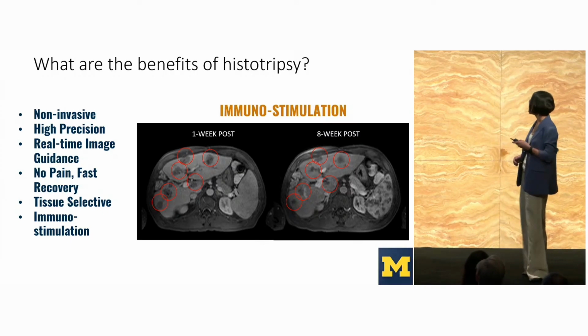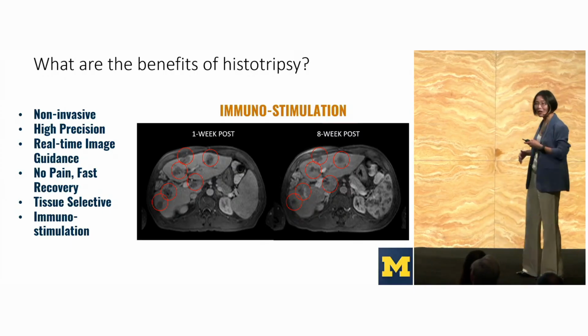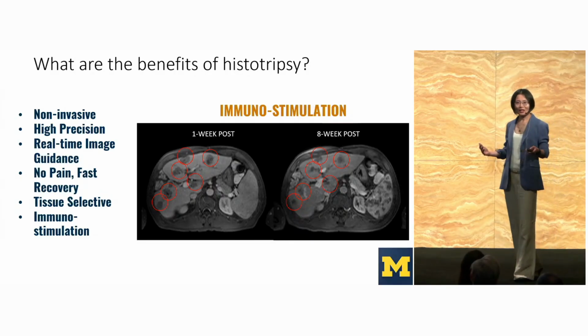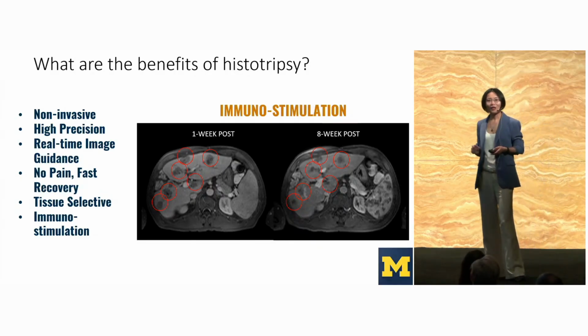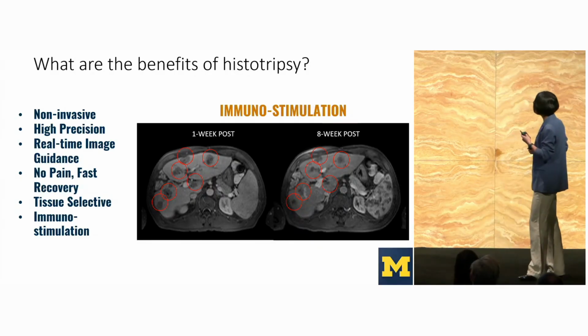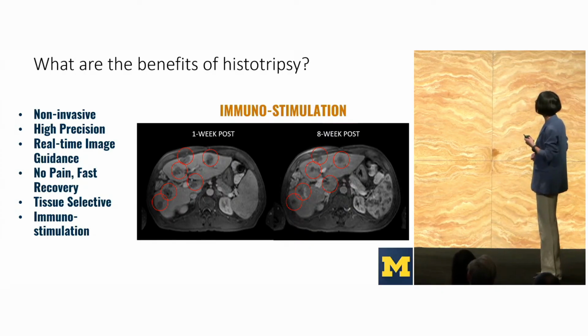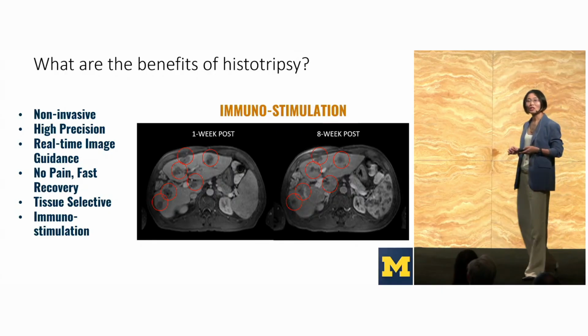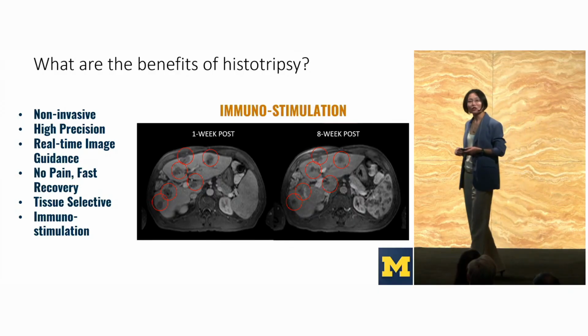And this is a patient who came in at a very late stage, with a liver that looked like Swiss cheese with so many tumors in there, and the treated tumor is not even on this image slice. But look at all those tumors. And eight weeks later, they substantially regressed due to the immune stimulation effect induced by histotripsy.